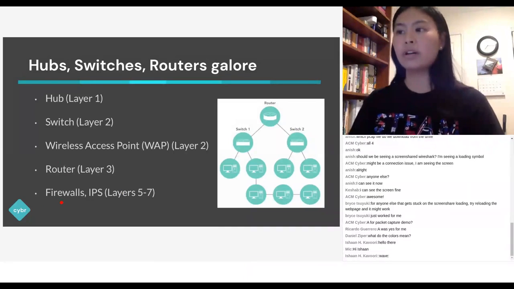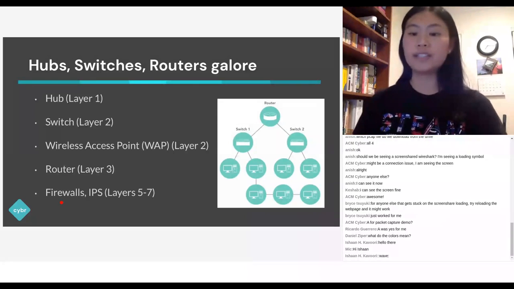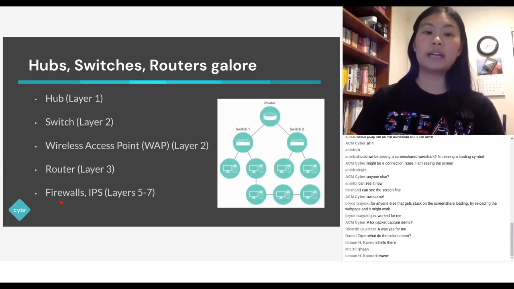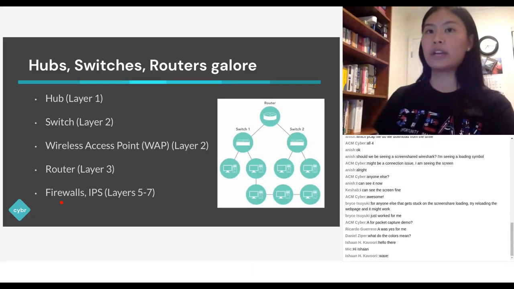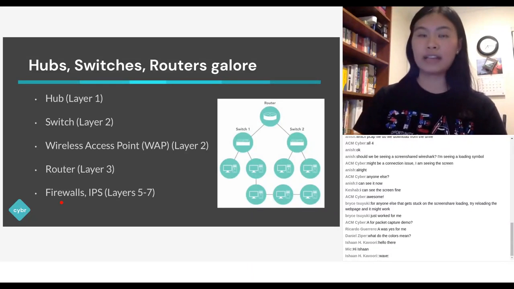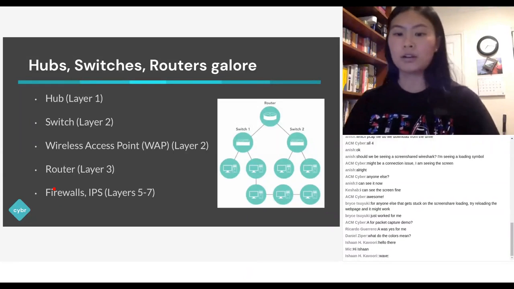And then firewalls and IPS, which are firewalls and intrusion prevention systems. There are many types of firewalls, which is why I said layers 5 to 7. An example would be a layer 7 firewall, which is a WAF, or web application firewall. I believe we have a workshop covering attacks that can bypass web application firewalls, like cross-site scripting and SQL injection, but we have another workshop on that.